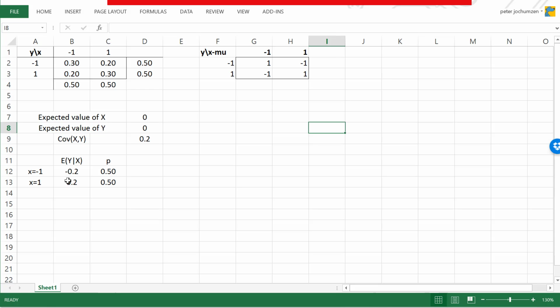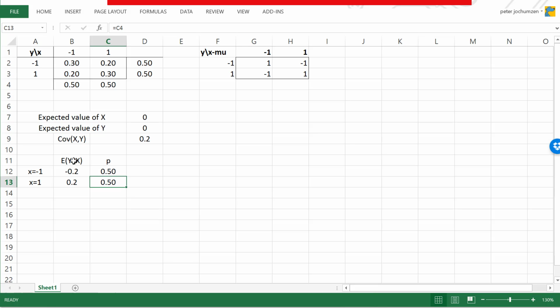But the important part to note here is that if I know the value of x, the expected value of y given x is just this number. If I don't know the value of x, that is, it can be this or it could be that, you have to view the expected value of y given x as a random variable. A random variable that comes out to this number if x is minus 1 and this number if x is plus 1, with these two probabilities.